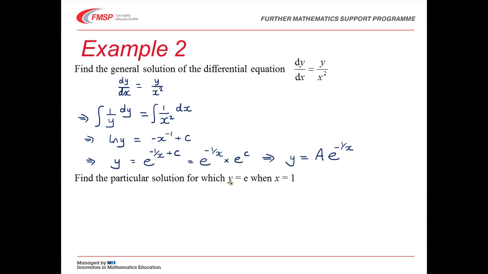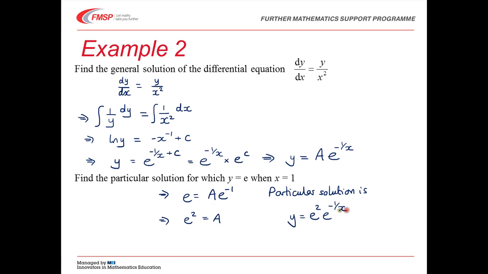Then we're given some information. y equals e when x equals 1. So that means that e equals a e to the minus 1. Multiply both sides by e and we get e squared equals a. So our particular solution is y equals e squared e to the minus 1 over x.